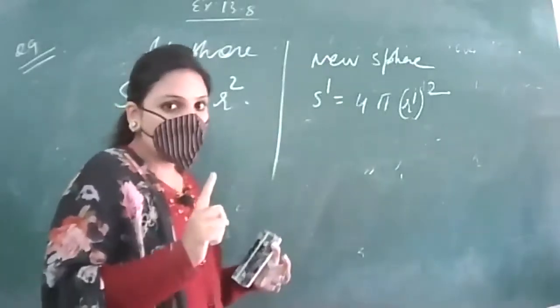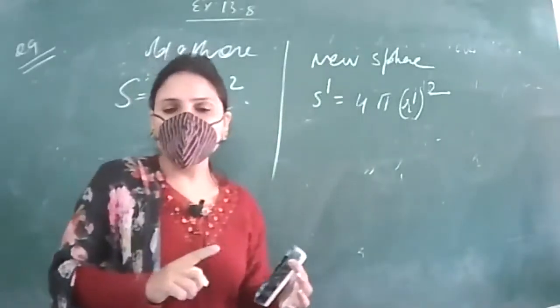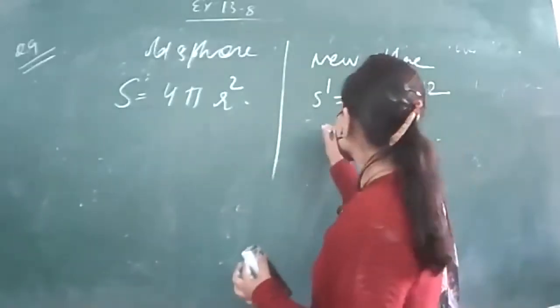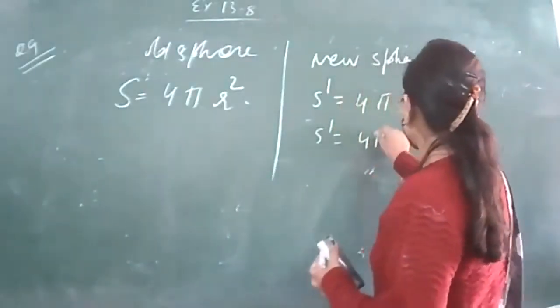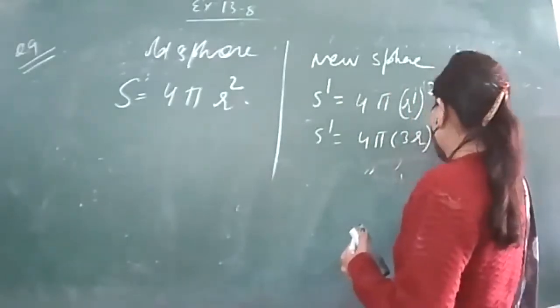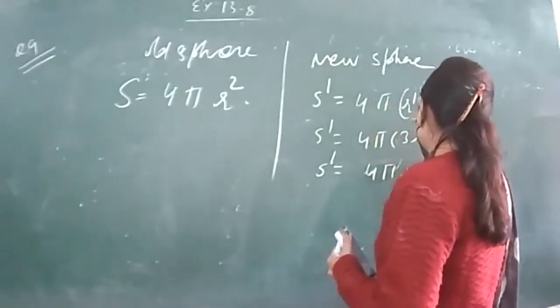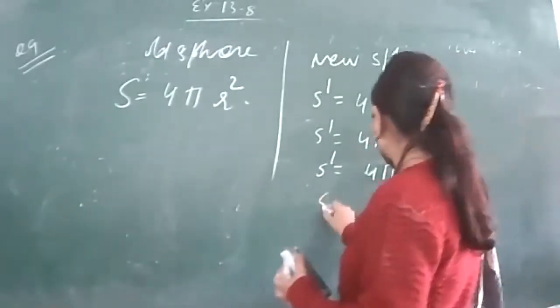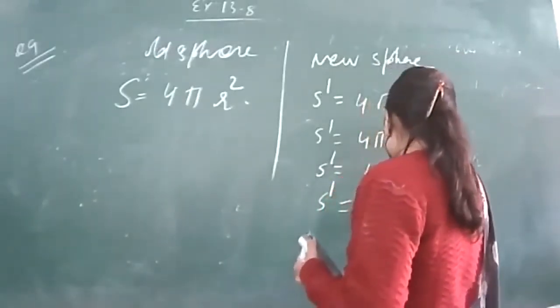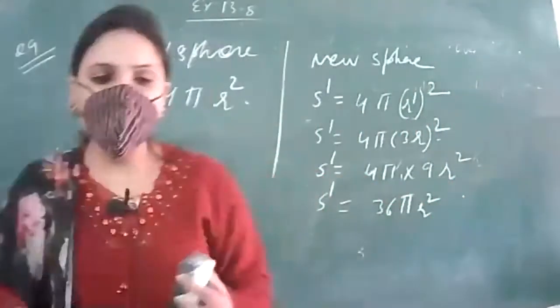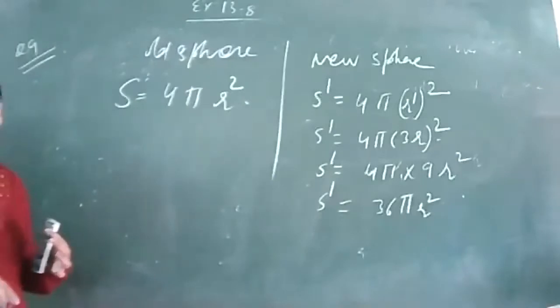Let us use the value of r dash that we just found. What was the value of r dash? Right now we found 3r. Replace it by 3r. This is 4 pi into (3r) square. So S dash is equal to 4 pi into 9r square. So S dash is 36 pi r square. This is S, 4 pi r square. S dash, 36 pi r square.